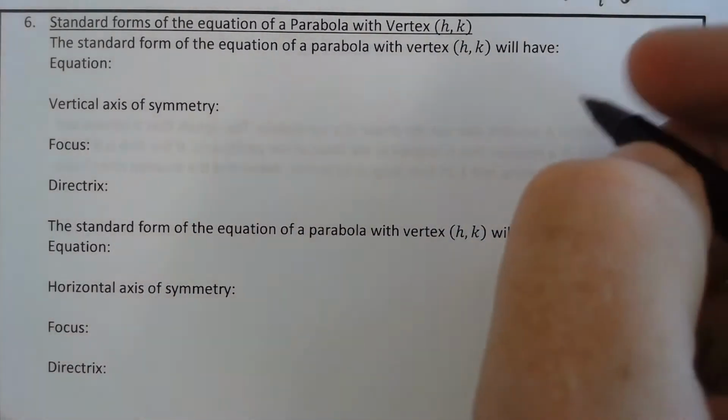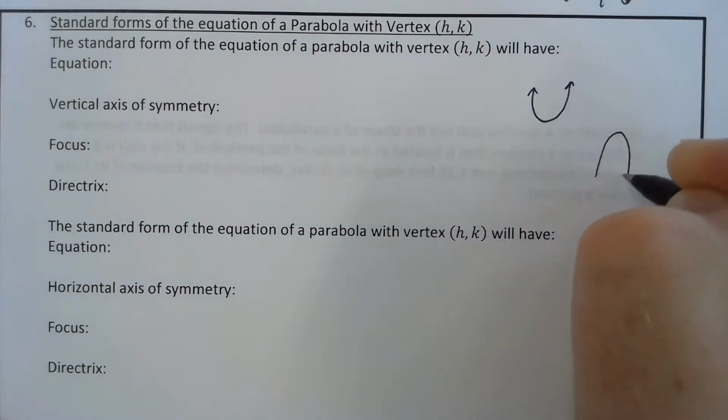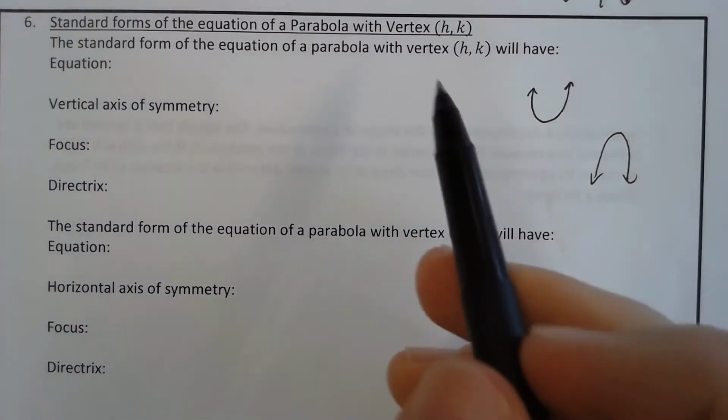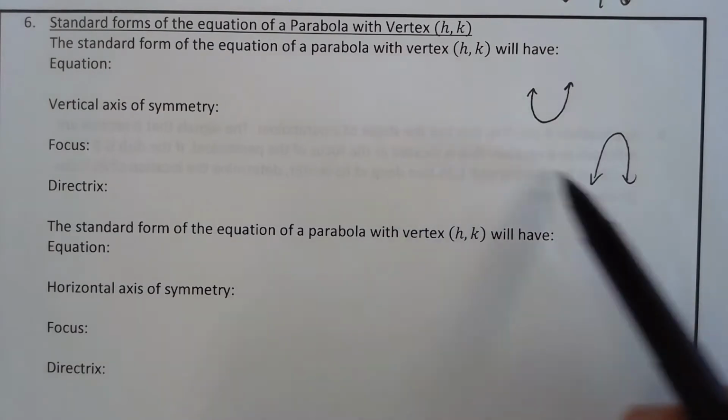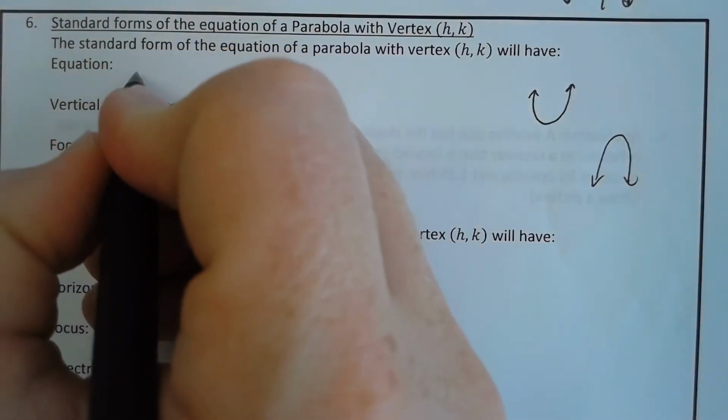Like the last example we did, that means it's going to look either like this, or it's going to be upside down like this. So this first type of equation looks something like this. Again, it has a vertical axis of symmetry. So the equation for this is going to be some form of x squared.